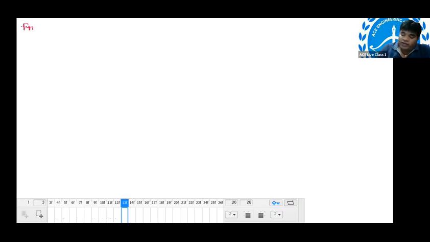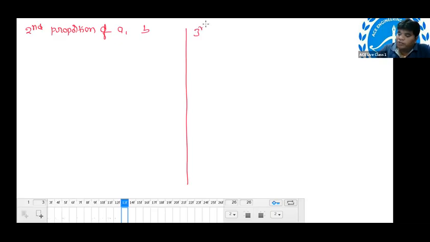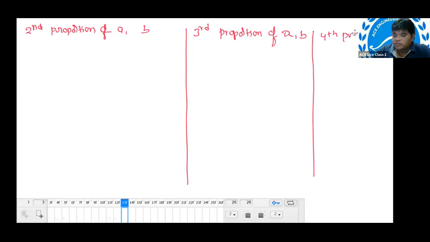Okay, so find the mean of A comma B, which is called the second proportion of AB. The third proportion of AB. The fourth proportion of ABC. What is the answer?